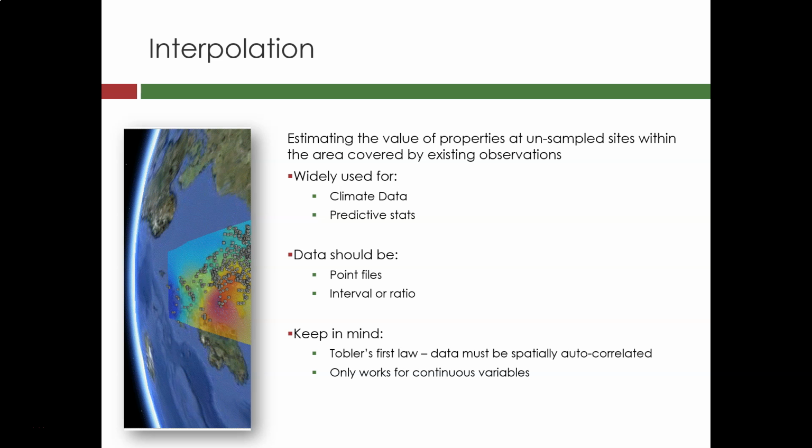Interpolation is widely used for climate data and predictive statistics. Data structures should be point files or sample sites and an interval or ratio data structure. Keep in mind Tobler's first law of geography. Data must be spatially autocorrelated. Generally, this only works for continuous variable sampling.